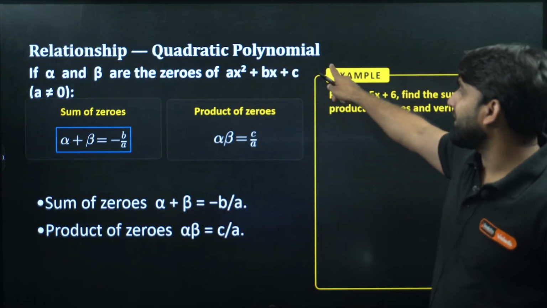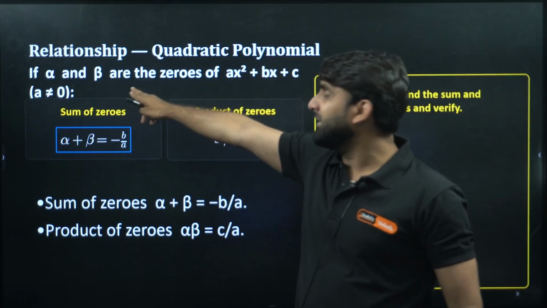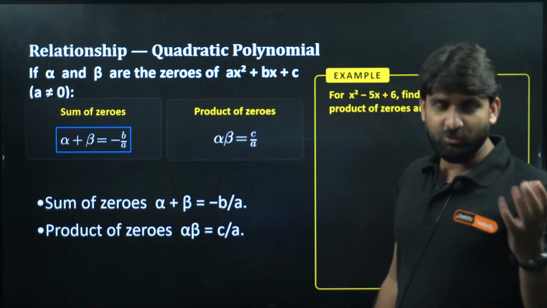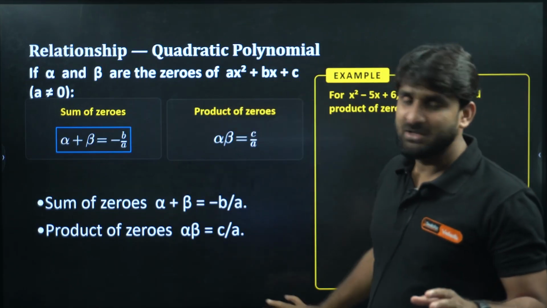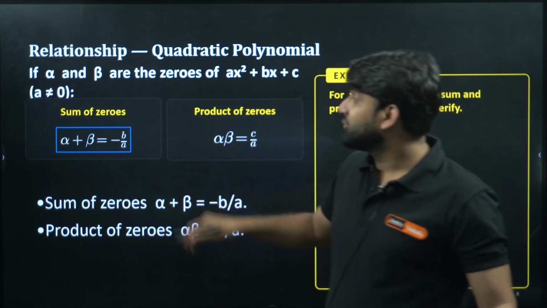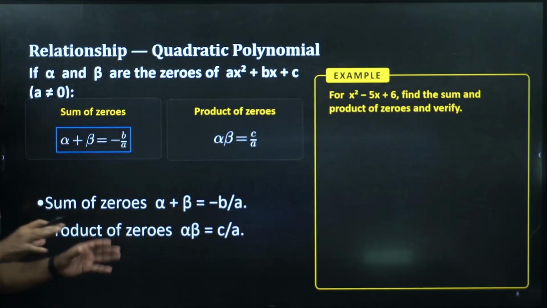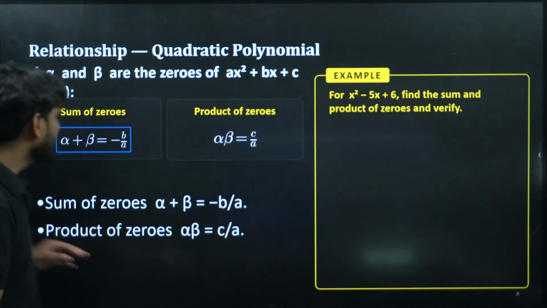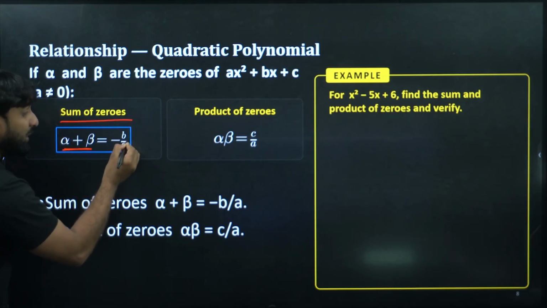Relationship between the zeros and coefficients in a quadratic polynomial. Alpha and beta we are just supposing as zeros of any quadratic polynomial, and we have this quadratic polynomial ax square plus bx plus c. And my dear champion, if alpha and beta are the zeros, then in any quadratic polynomial, the sum of zeros, we are going to prove it mathematically, don't worry, but first understand the formula. The sum of zeros, alpha plus beta, is equal to minus b by a.